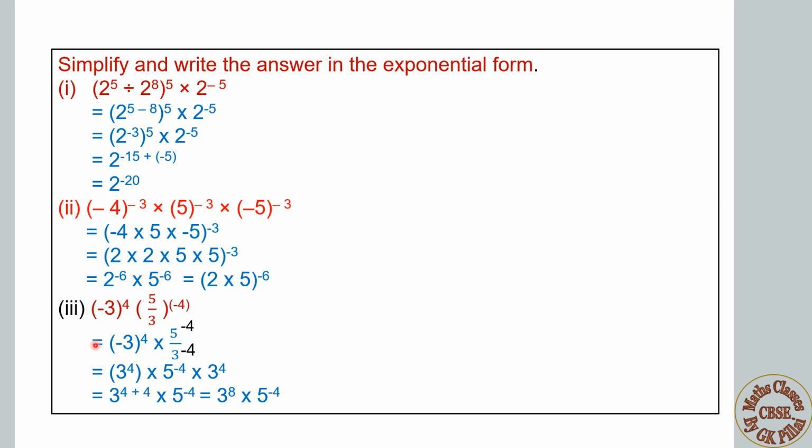The next one, minus 3 raised to the power of 4 into 5 upon 3 raised to the power of minus 4. So this will remain as it is. This can be written as 5 to the power of minus 4 upon 3 to the power of minus 4. Let us keep 5 to the power of minus 4 here only, and this 3 to the power of minus 4 will come up as 3 to the power of 4. Now we can multiply these two and add the powers. It will be 3 to the power of 4 plus 4 into 5 to the power of minus 4, sorry. So this will be 3 to the power of 8 into 5 to the power of minus 4.